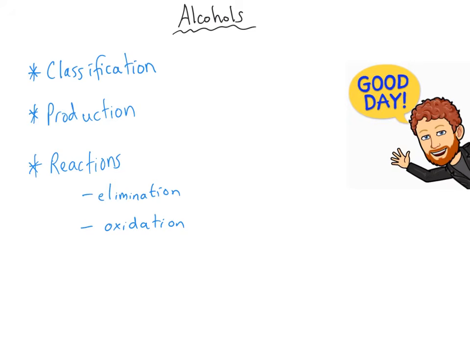Hello and welcome to this video about alcohols for A-level chemistry. In this video we will be looking at how we classify alcohols, including how we name them. We'll be looking at the different methods of producing alcohols, and then we will move on to the different reactions of alcohols, focusing primarily on the elimination reactions and the oxidation reactions.